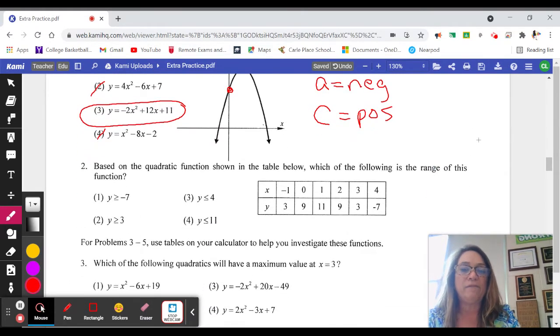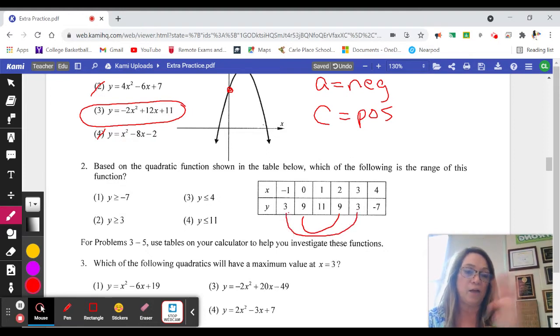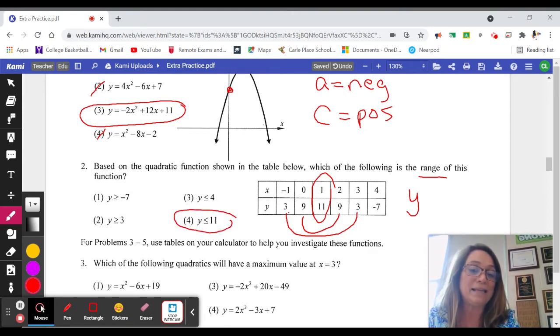Okay, based on the quadratic function shown in the table below. So remember that quadratic functions have this symmetry. So you've got the 9 matching with the 9, the 3 matching with the 3. And you can also use that to help complete a table. Like, for example, if I covered the 9, I would match it. And this is called the vertex or the turning point. So you use the vertex or the turning point in order to find the range. The range is y, and it's going to have an 11, so it has to be this one. Why is it less than? Because just look, 9 is less than 11, so less than. And there's always an equal bar.